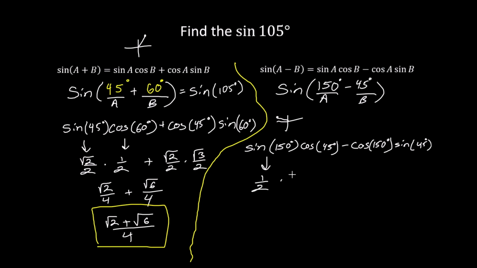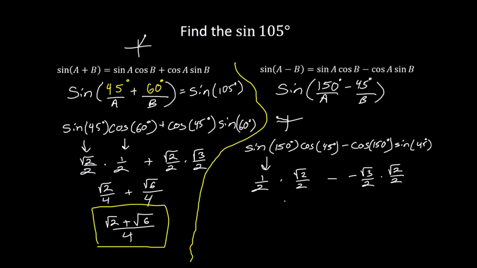times the cosine of 45 degrees, well, that's root 2 over 2, minus the cosine of 150. Here's something to be careful of. Cosine of 150, we're now in quadrant 2. I have a negative root 3 over 2 as my x-coordinate, and the sine of 45 degrees is root 2 over 2. We're again at just an arithmetic problem.